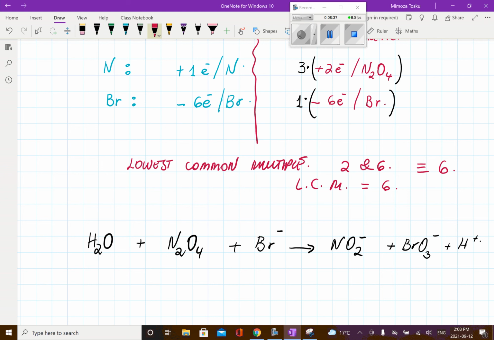So this is the reaction without the oxidation number. So we'll take that 3 coefficient that we multiplied and place it in front of N2O4 here. And now since we are doing so, then nitrogen is a 6 here, and bromine is 1, and the same thing is happening here.